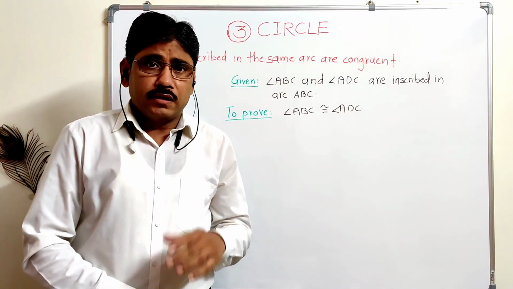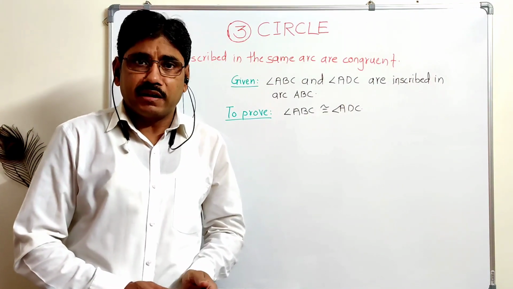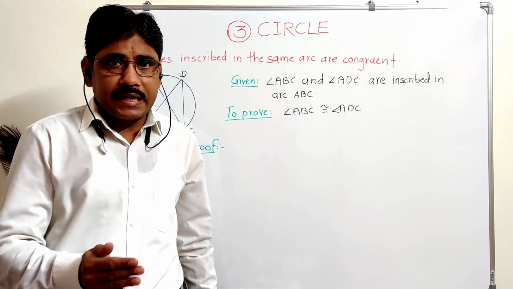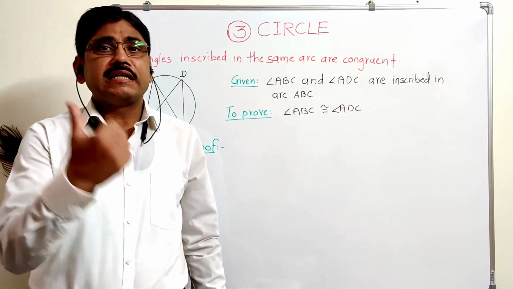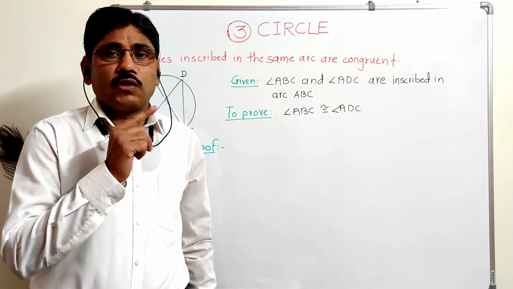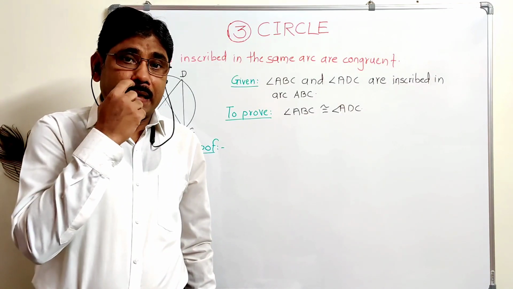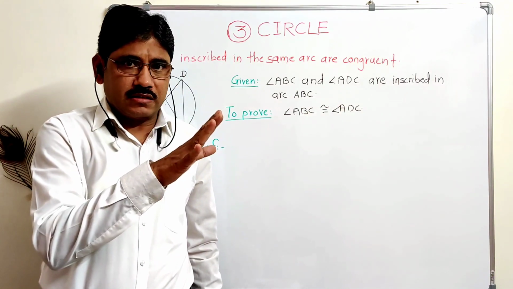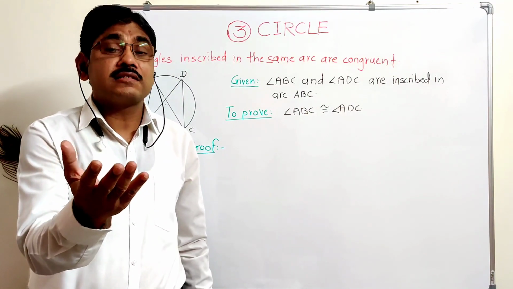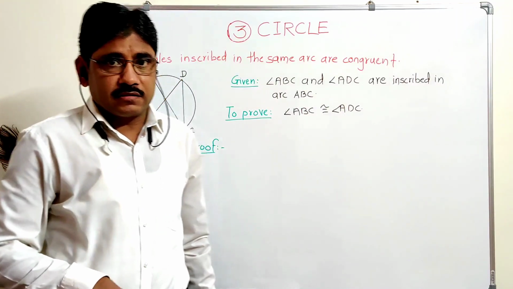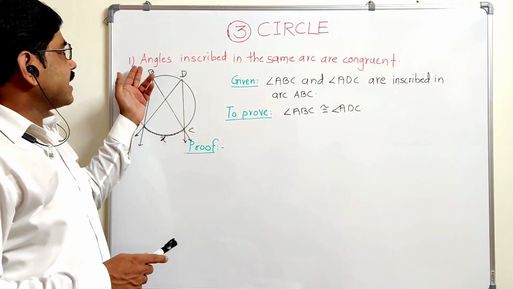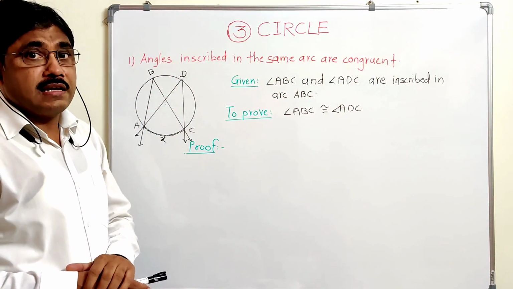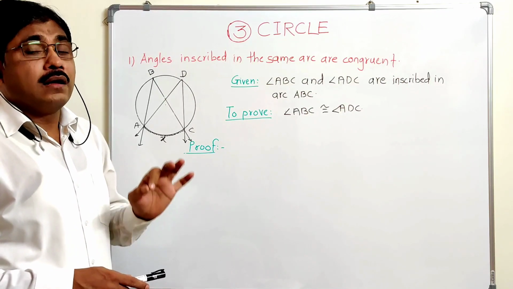Let us see the corollaries of the inscribed angle theorem. What is meant by corollaries? Corollaries means the properties which we can prove using that theorem. Using the concept of inscribed angle we can prove these corollaries or properties. We can say sub-theorems. So these are the 2 corollaries. First one is angles inscribed in the same arc are congruent.